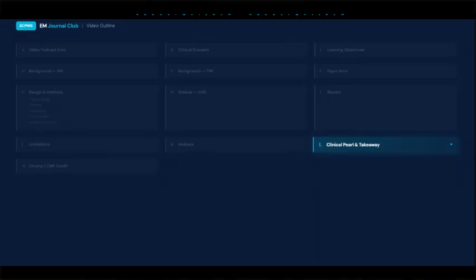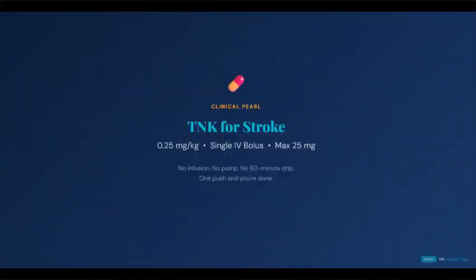Clinical pearl and takeaway. Here's your clinical pearl, the one thing I want you to remember. Tenecteplase for stroke, 0.25 milligrams per kilogram, single IV bolus, max 25 milligrams. No infusion, no pump, that's it.